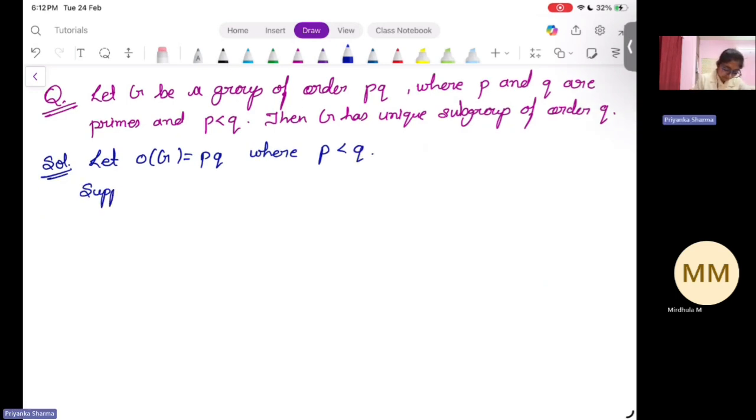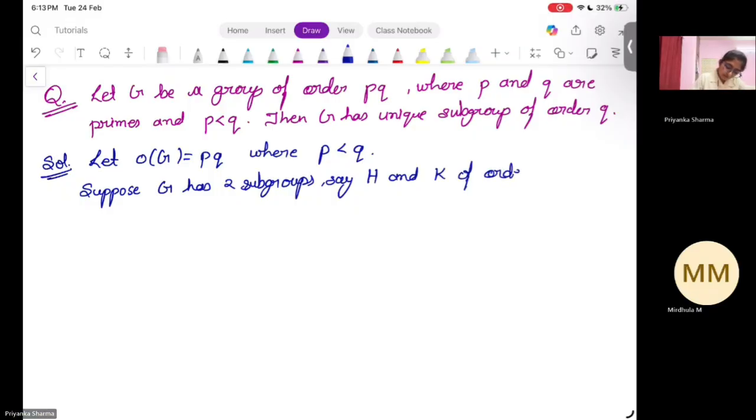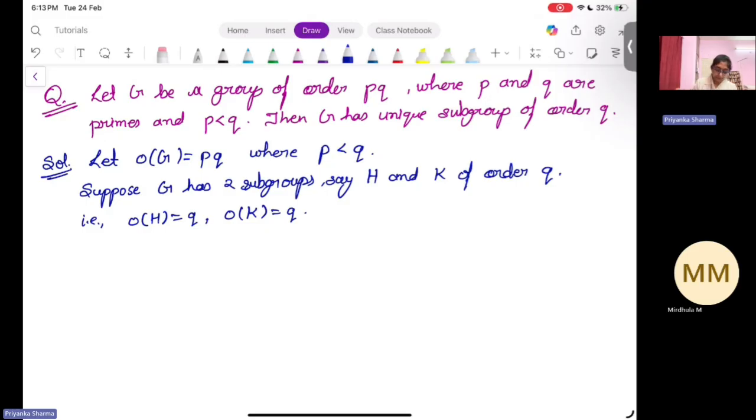So suppose on the contrary, G has more than one subgroup of order Q. Say H and K of order Q. That is, order of H is Q and order of K is Q. Okay, then how to do it?